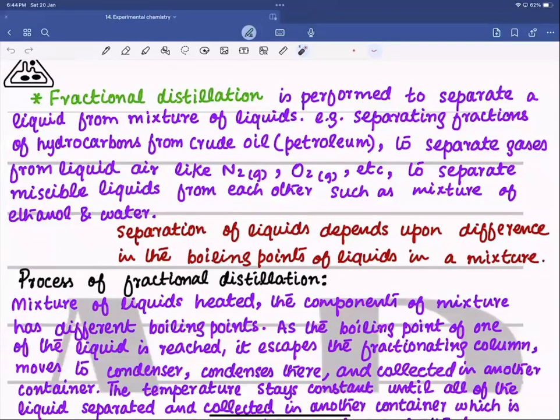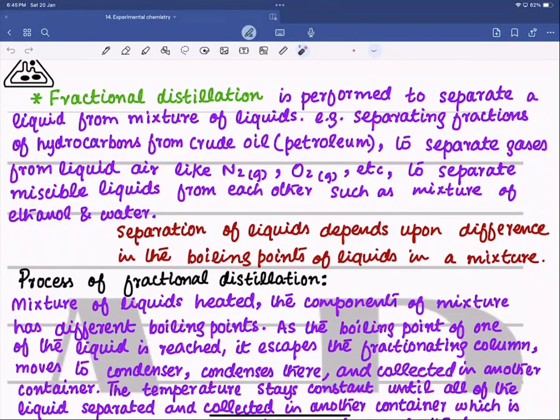So basically, this separation, as we have seen, depends upon the difference in the boiling points. If, for example, there are two liquids which have similar boiling points, then we cannot separate those liquids with fractional distillation. Because both have the same boiling point, both will boil at the same time, so the fractionating column could not separate the vapors of those liquids. So other than fractional distillation, we go for other methods. Sometimes we can do chromatography. If these are amino acids, then we will do chromatography.